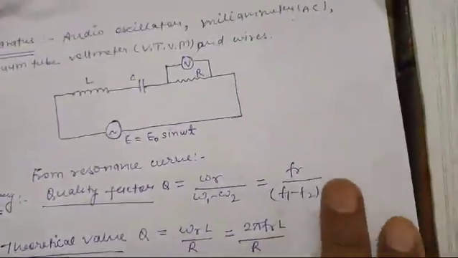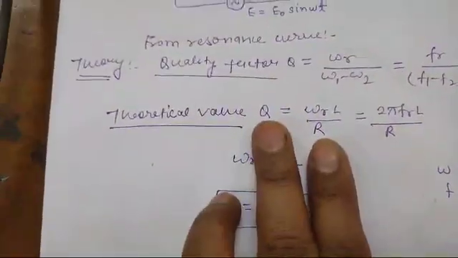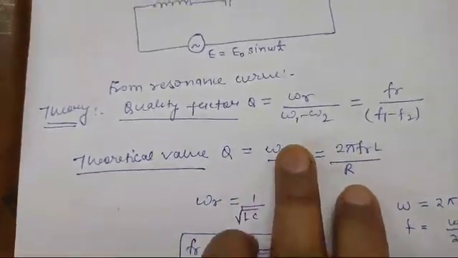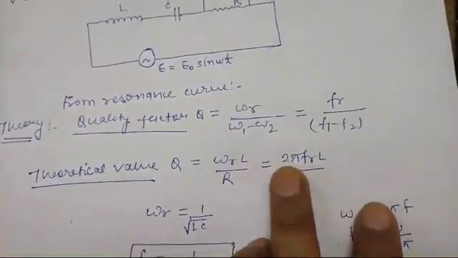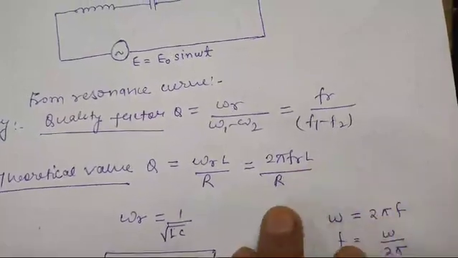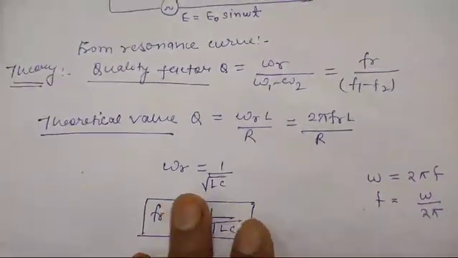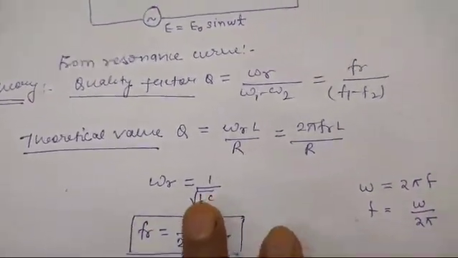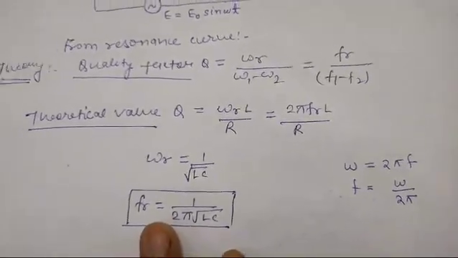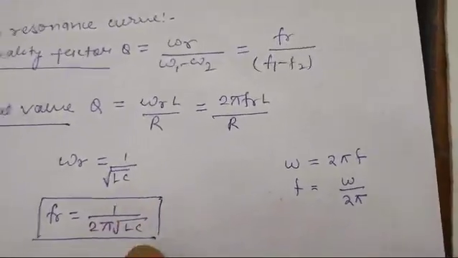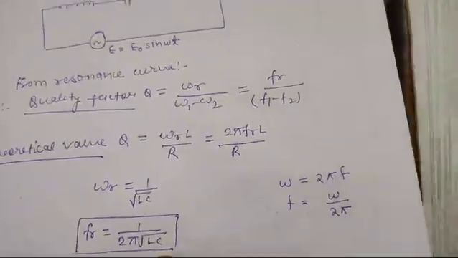This is our practical value, and the theoretical value of Q is omega R L upon R, that is, 2 pi FR L upon R. We know omega R equals 1 upon under root LC. Then we can write FR equal to 1 upon 2 pi under root LC. So this is the theory.